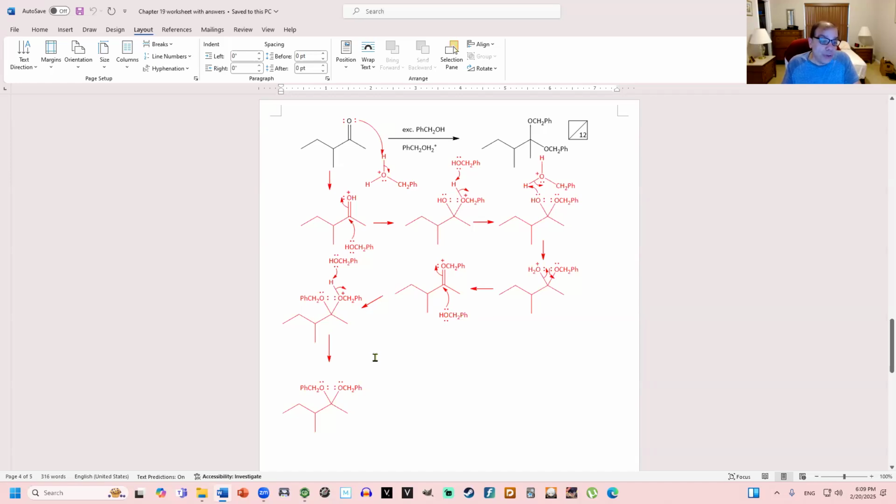And then all we need to do to finish the mechanism is deprotonate this oxygen to get rid of the plus charge. We will once again use a benzyl alcohol molecule or whatever alcohol you're given. The electron flow starts at the oxygen of the alcohol, ends at the hydrogen on the positively charged oxygen. We break that hydrogen-oxygen bond, that pushes the electrons onto the oxygen, gets rid of the plus charge, and we have our neutral acetal. So that's a very typical acetal formation reaction.